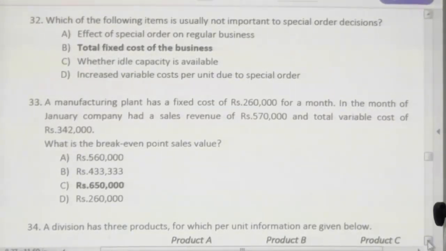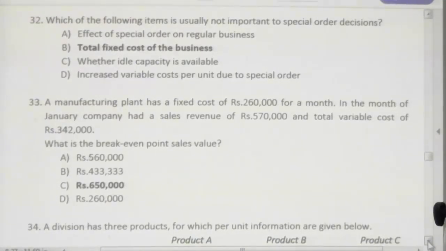Which of the following item is usually not important to special order decisions? Now remember what I have explained in the previous question. If it is a fixed cost, if it is an indirect cost, if it does not vary within the capacity, it is not important.